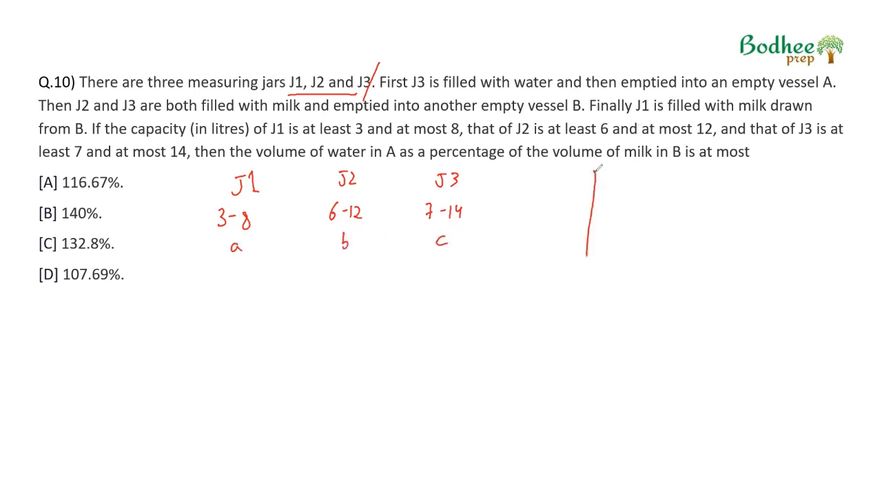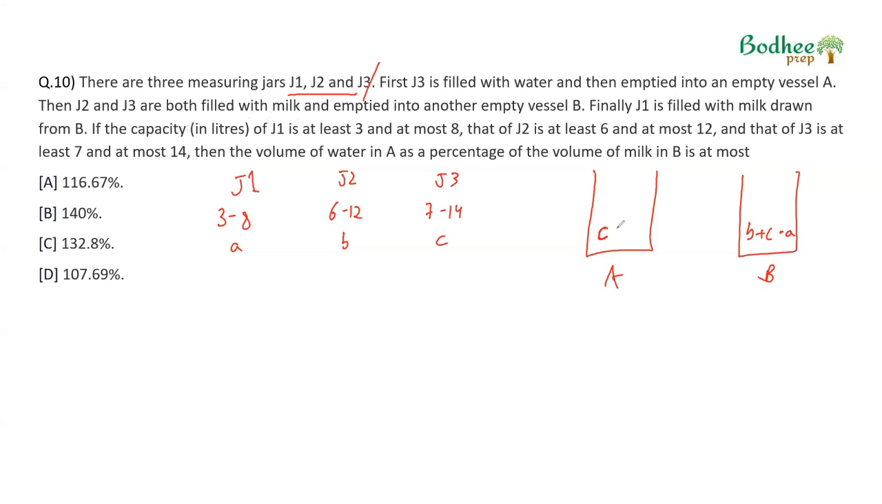So what happens is, in vessel A, capital A and capital B, first J3 is filled with water emptied into vessel A. So this will have C liters of water because of J3. Then J2 and J3 are filled with milk and emptied into another vessel B. This will have B plus C of milk. Finally, J1 is filled with milk drawn from B. So from here, this amount of milk is drawn. Milk left will be B plus C minus A.